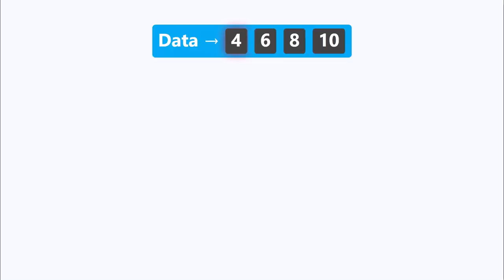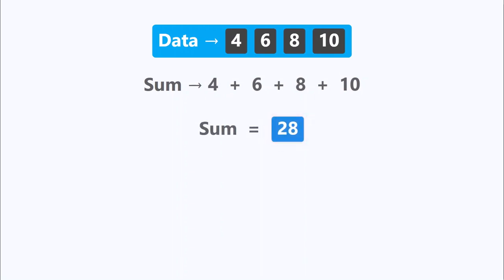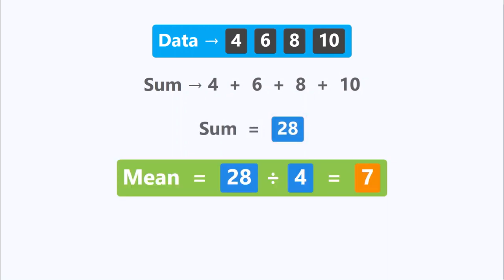Here is our data set: 4, 6, 8, 10. First, we create the big pile by adding all numbers. The total big pile is 28. Now we divide 28 by 4, since there are 4 numbers. So the equal share value for this data set is 7.